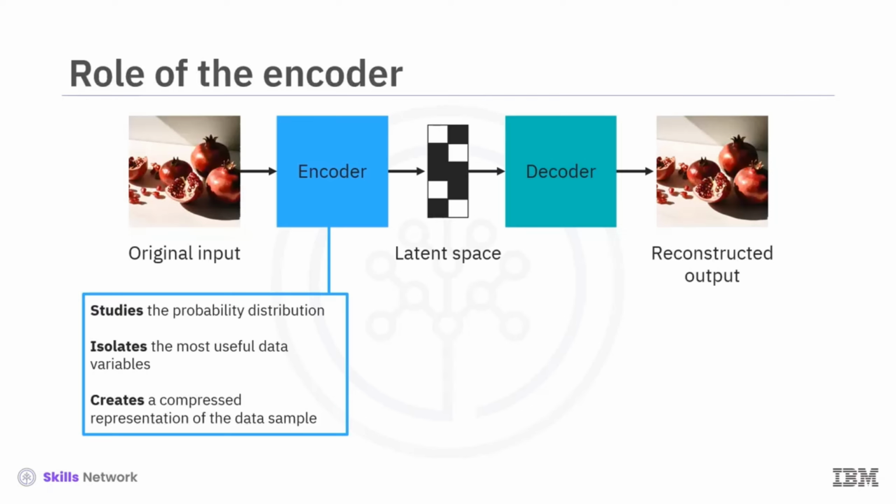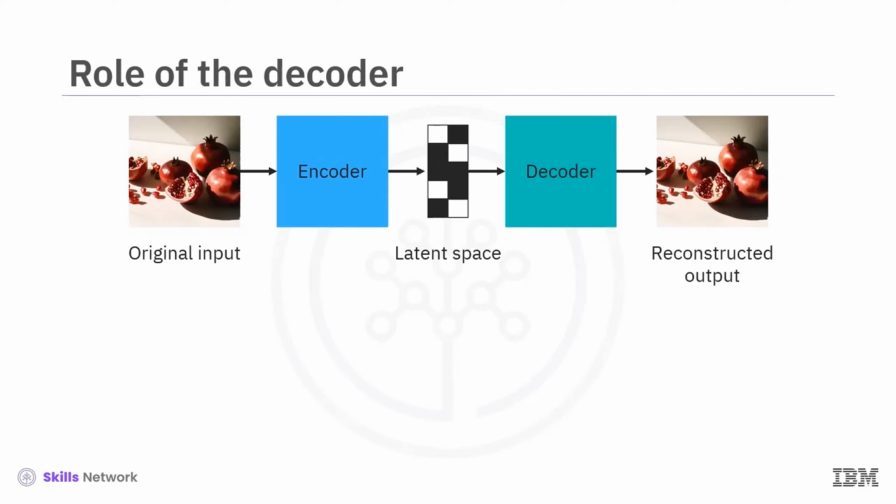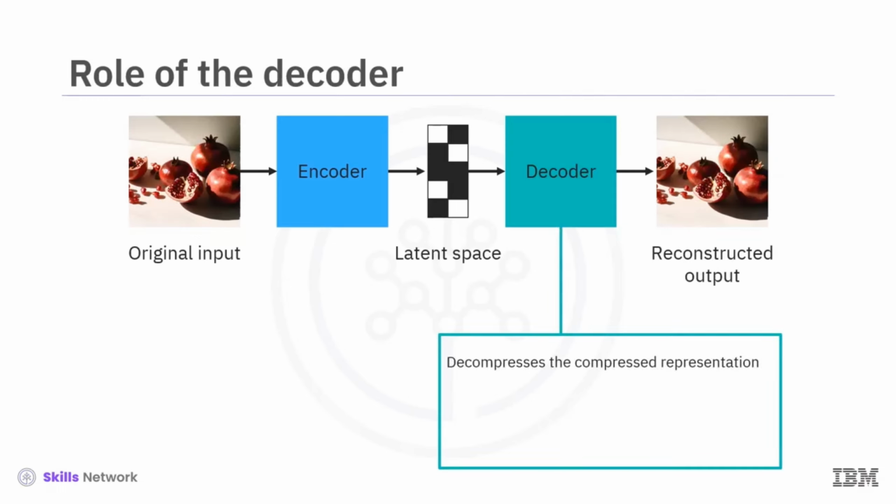You can think of this latent space as a mathematical space within the model's architecture, where large dimensional data is represented in a compressed format. Next, the decoder, or reverse encoder, which is also a self-sufficient neural network, decompresses the compressed representation in the latent space to generate the desired output. Basically, the algorithms are trained using a maximum likelihood principle, which means they try to minimize the difference between the original input data and the reconstructed output.